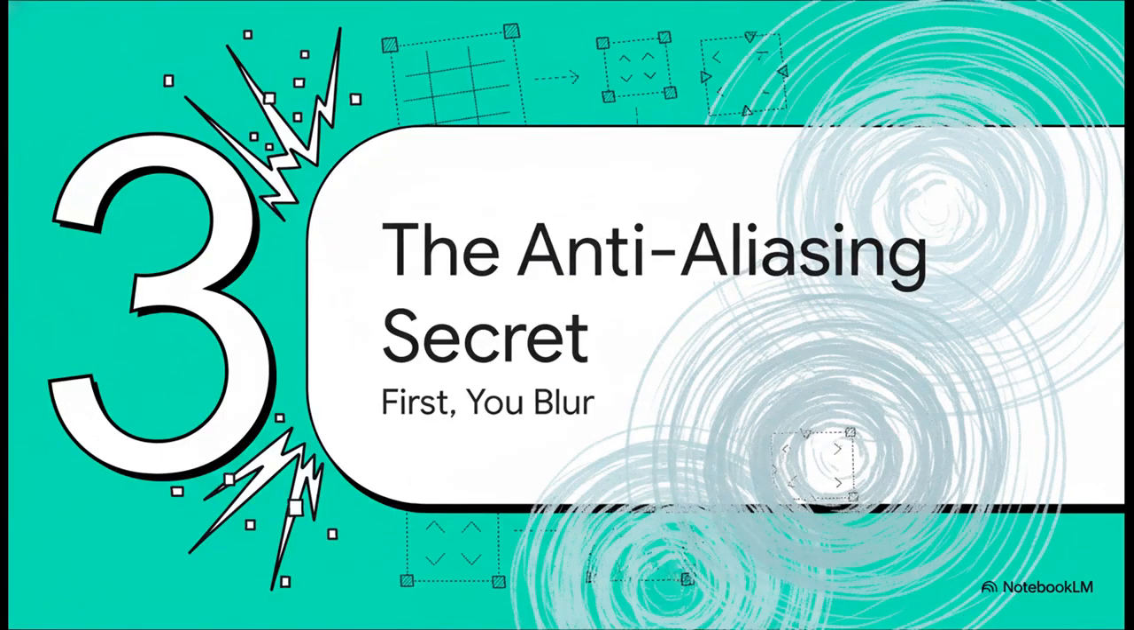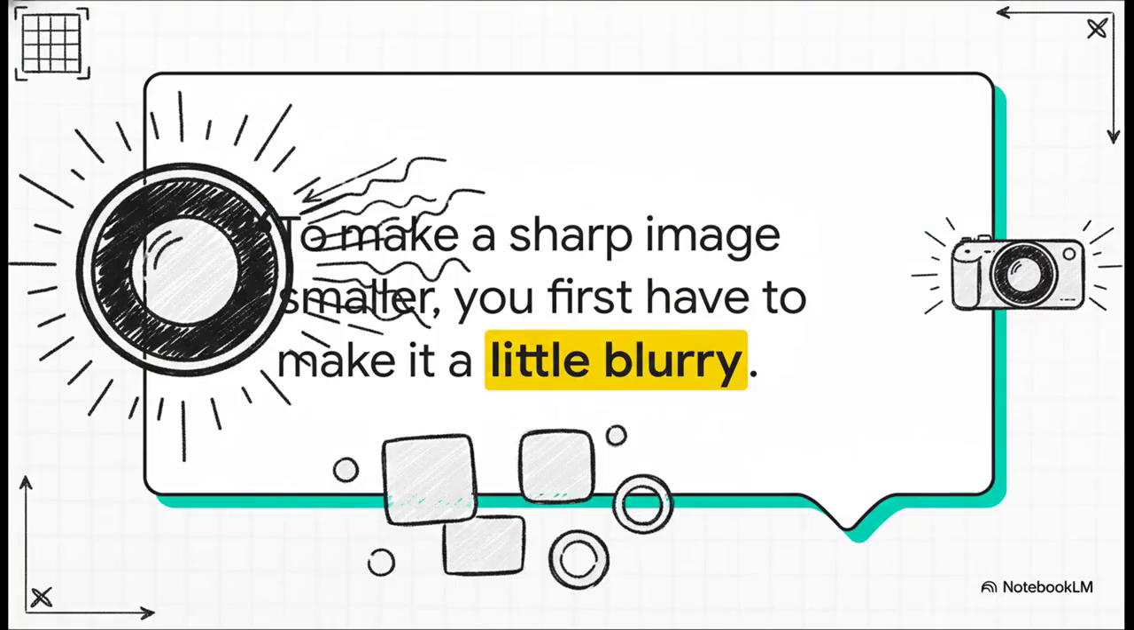Okay, so if the sharp, high-frequency details are causing all the trouble, how do we fix it? Well, the solution is brilliant, and honestly, it's completely the opposite of what you'd expect. Here it is. Get ready for this. To make a sharp, detailed image smaller without destroying it, the very first thing you have to do is make it a little blurry. I know, that sounds totally backwards, but trust me, this is the secret sauce.